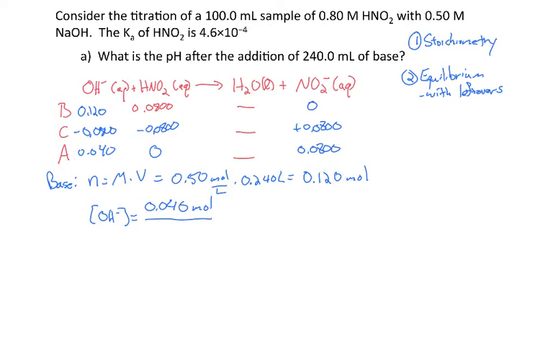For the volume, I need to be careful. So I started with 100 milliliters of weak acid, and I added 240 milliliters of strong base. So I need to add these together to get the total volume of the solution at this point. And converting that to liters. And so my concentration of hydroxide is 0.118. So I can get the pOH by taking the negative log of that.